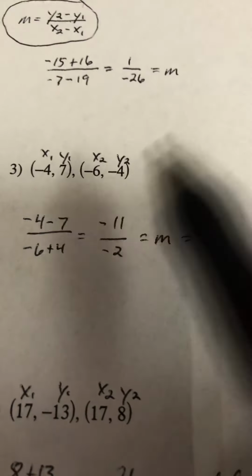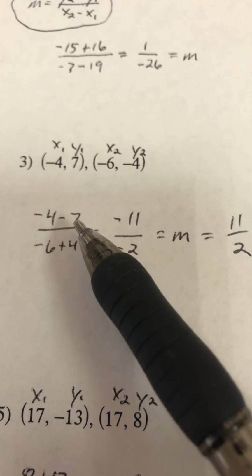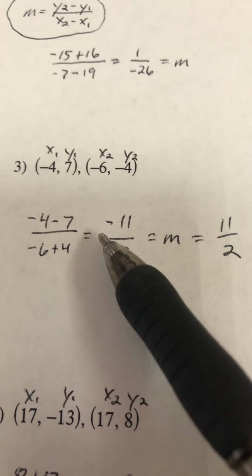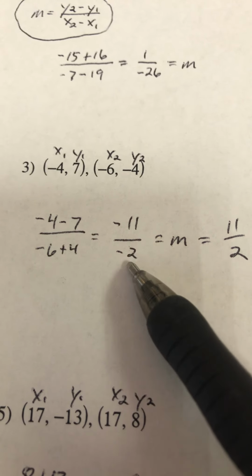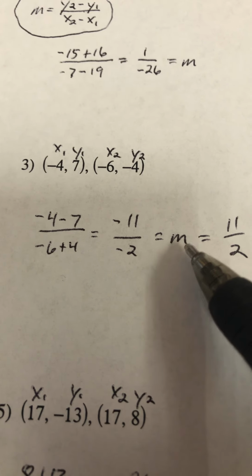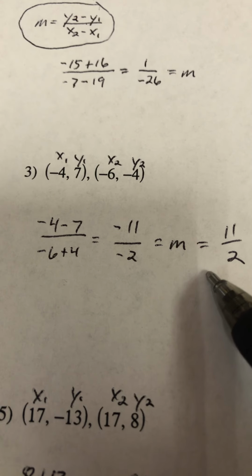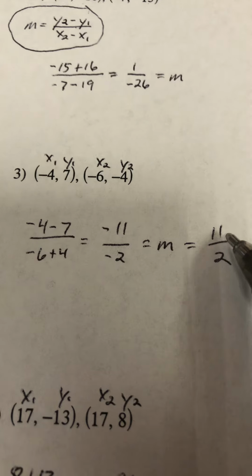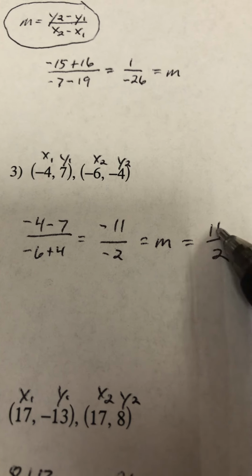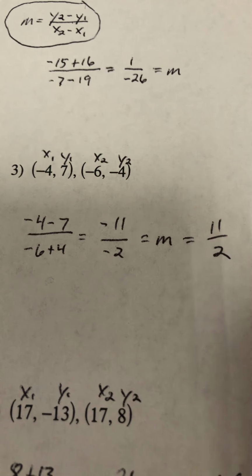If you're wondering how I'm getting these answers, I'm just going to plug these numbers into that formula that we have. And I end up with negative 11 over negative 2, and that equals my slope. M is the slope. M stands for slope in the slope-intercept formula. They're both negative, so I rewrote it over here. Your actual answer then would be, those negatives cancel out, so you have a positive 11 over 2.